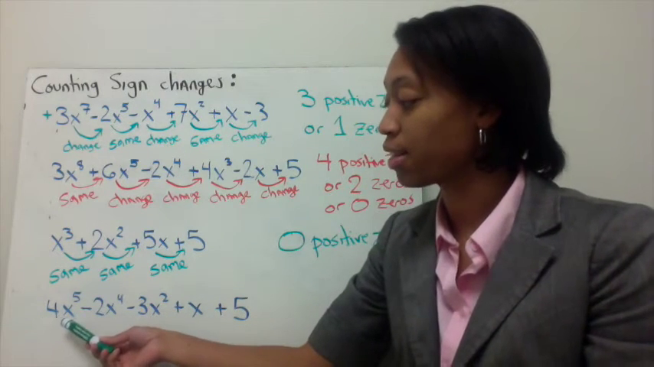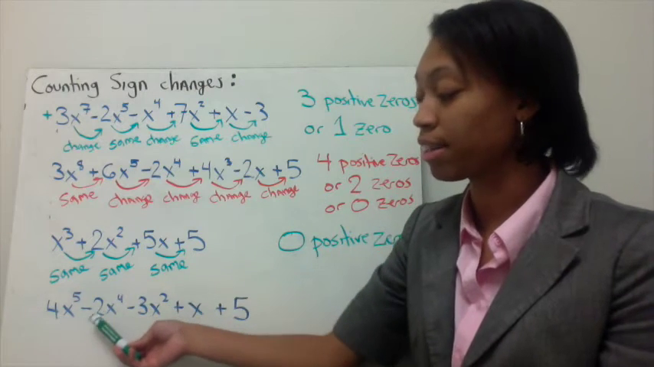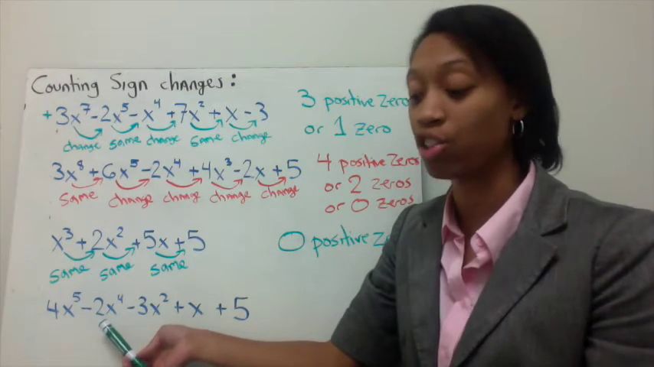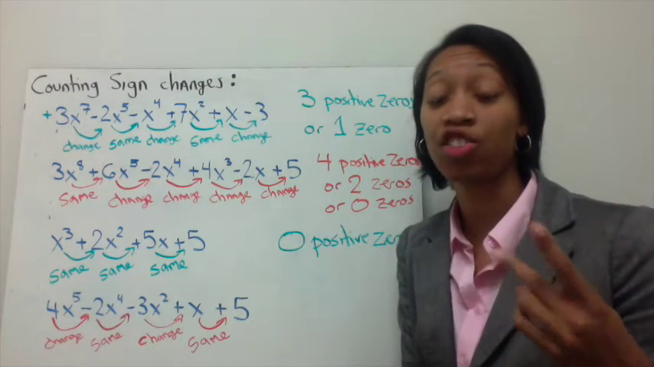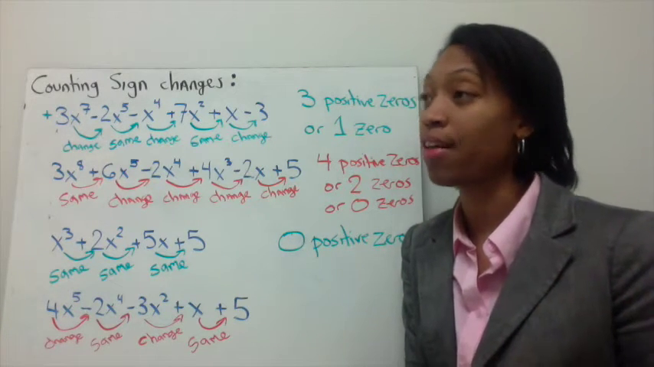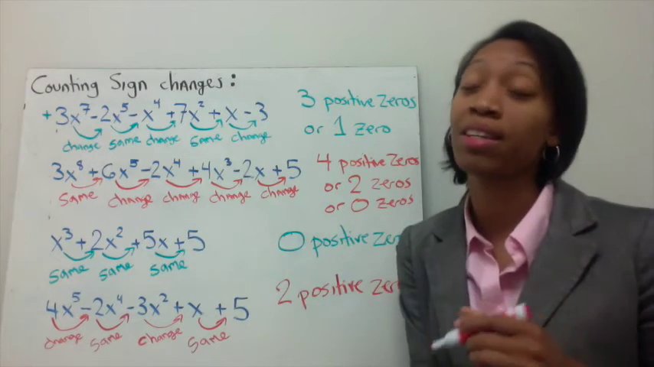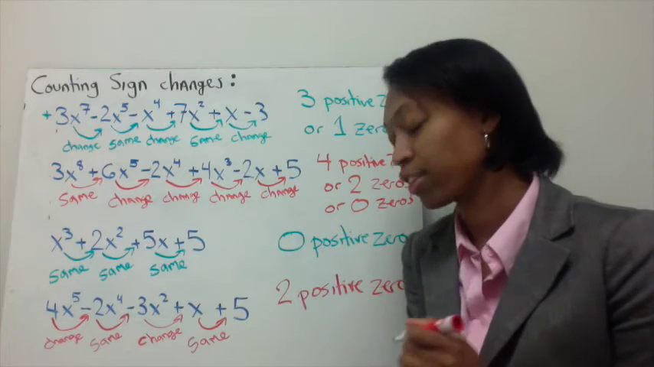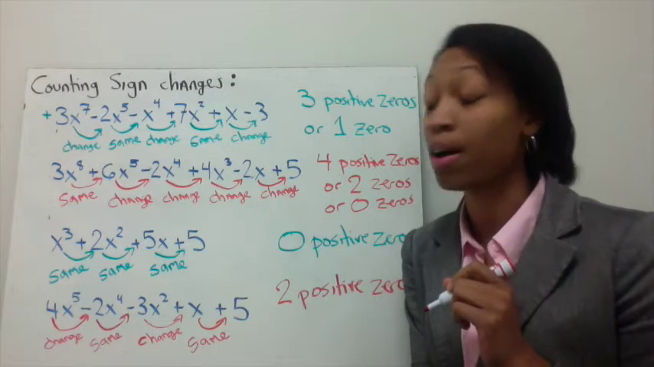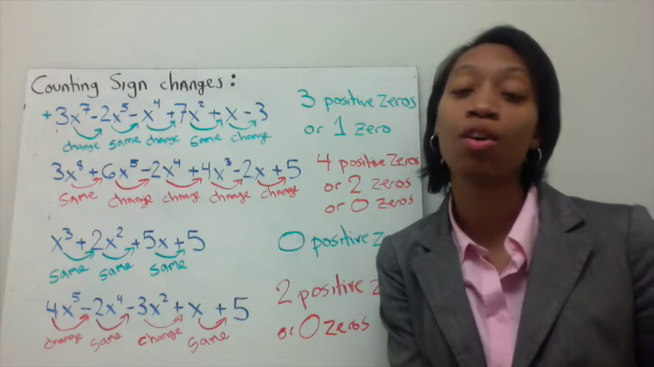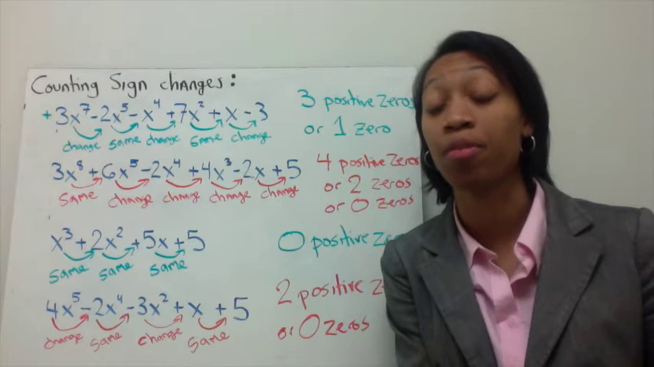I start with a positive 4, and I go to a negative 2. So from positive to negative, that is going to be a change. All right, so this time I have 2 changes. 2 changes means that I would have 2 positive zeros. Or counting down from there by 2, subtracting 2 from 2 would give me 0. I could also have 0 zeros.